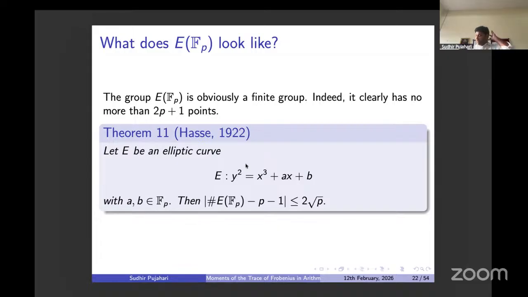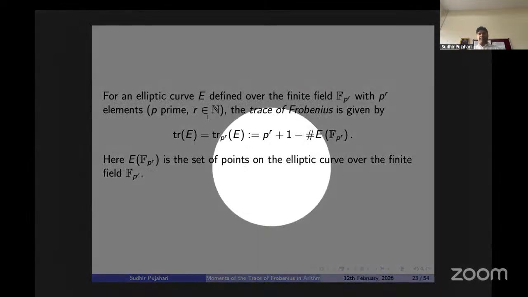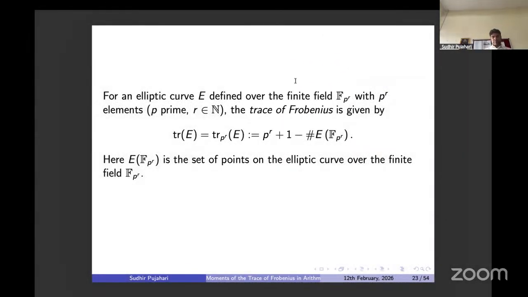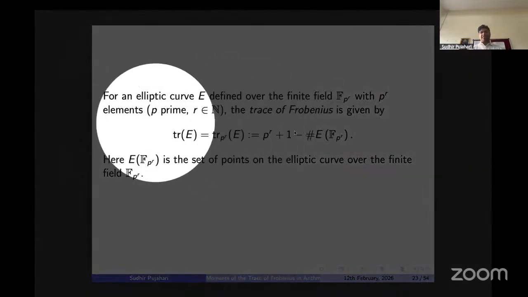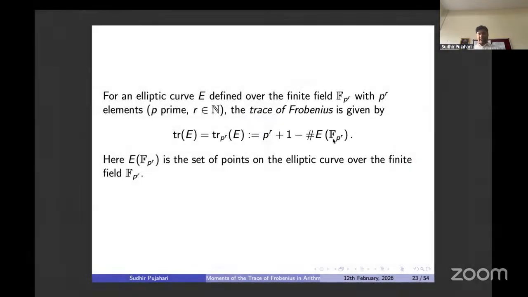Then one of the very natural questions is about the rational points, basically those points on an elliptic curve whose coordinates are in Q. Given an elliptic curve over Q, how are the rational points distributed? Before going there, let me set up a few more notations. Given an elliptic curve E over a finite field, we call the trace of E, or trace of the Frobenius, p to the power r plus 1 minus the number of points of the elliptic curve whose coordinates are in the field. That is the trace of Frobenius.